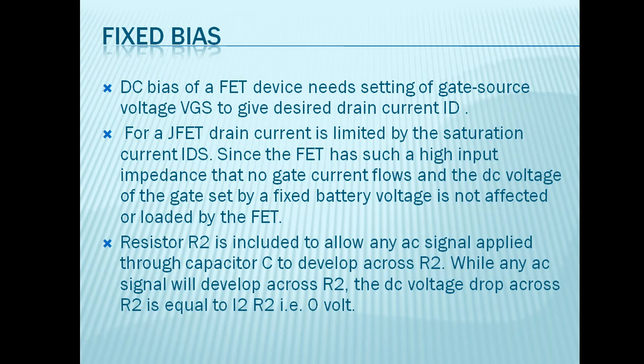The DC bias of a FET device needs setting of gate source voltage VGS to give desired drain current ID. For a JFET, drain current is limited by the saturation current IDSS. Since the FET has such a high input impedance that no gate current flows, the DC voltage of the gate set by a fixed battery voltage is not affected or loaded by the FET. Resistor R2 is included to allow any AC signal applied through capacitor C to develop across R2. While any AC signal will develop across R2, the DC voltage drop across R2 is equal to I2R2, that is 0 volt.